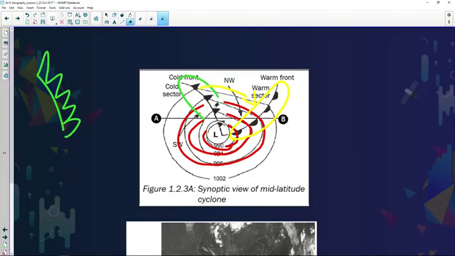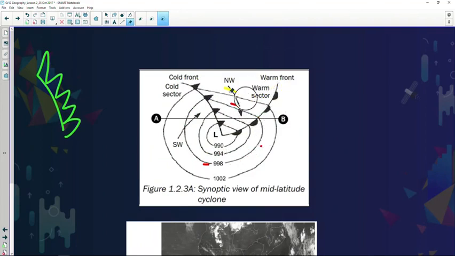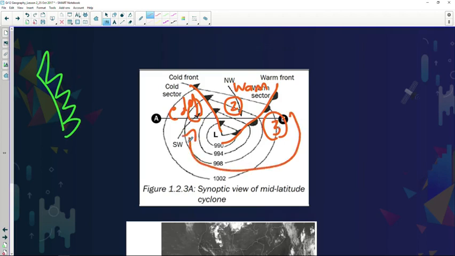Okay, let me quickly wipe this out and fill in all the detail that we discussed a couple of minutes ago. So let's fill in numbers over here. There's 1, there's 2, and there's 3. What do we know? The cold front is the leading edge of cold air, so that's cold air. The warm front is the leading edge of warm air, so that's warm air. And number 3, in front of the warm front, is cold air.